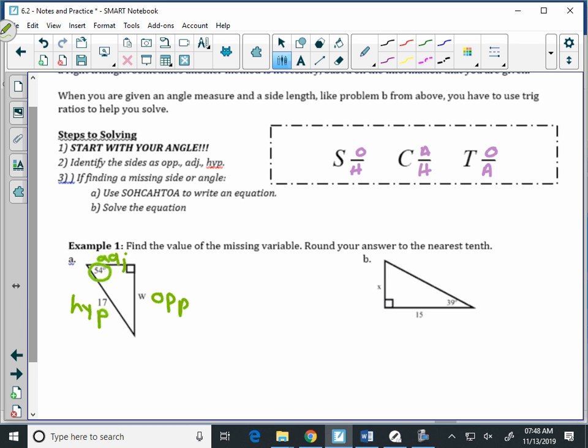We want to find W. So what you have to do is figure out, what ratio am I using? In other words, what two sides have info? Which side has my variable? Opposite. Which one has my number? The hypotenuse, right? Opposite has my variable, hypotenuse has 17. Well, if I look at this box up here at SOHCAHTOA, which one has opposite and hypotenuse? Sine. So we're going to use the sine ratio to help us solve.